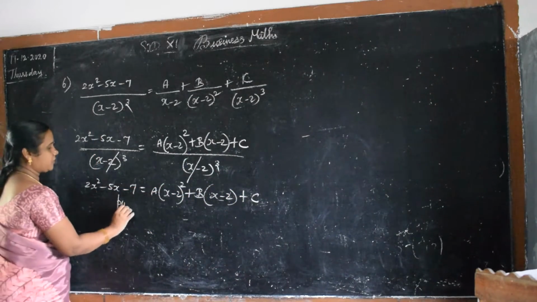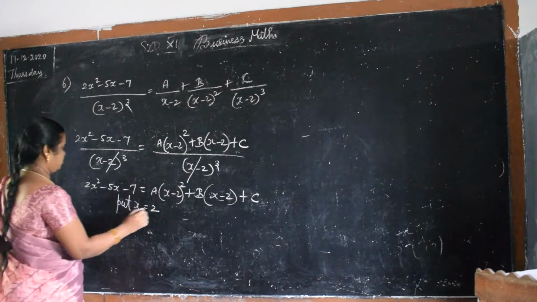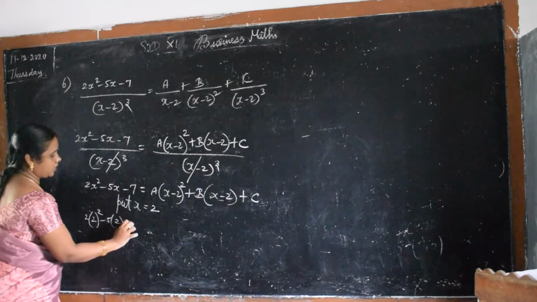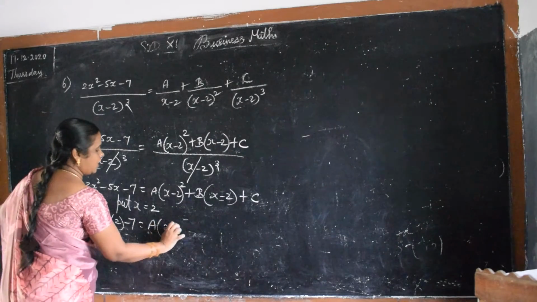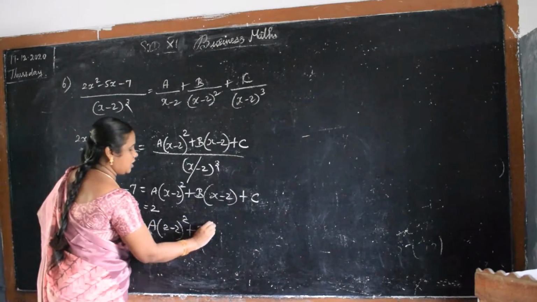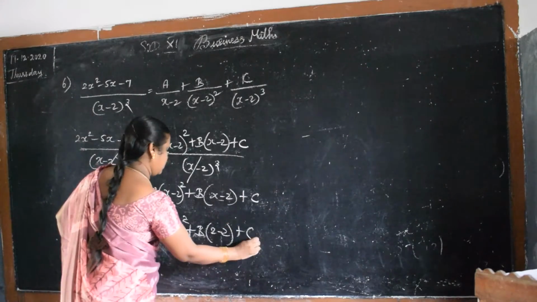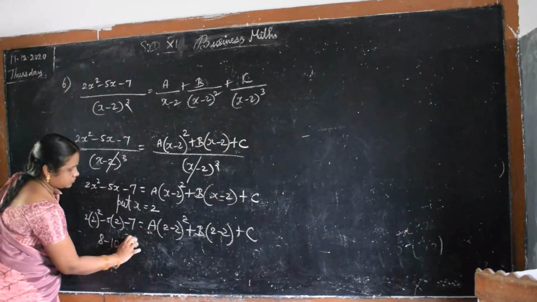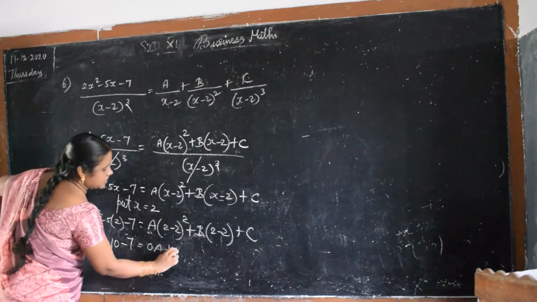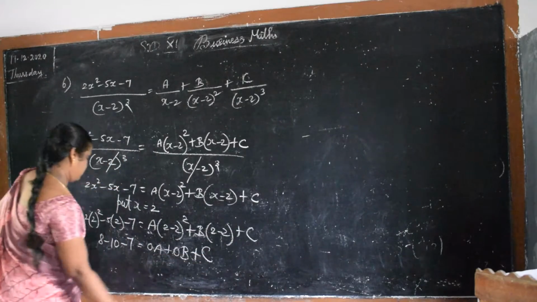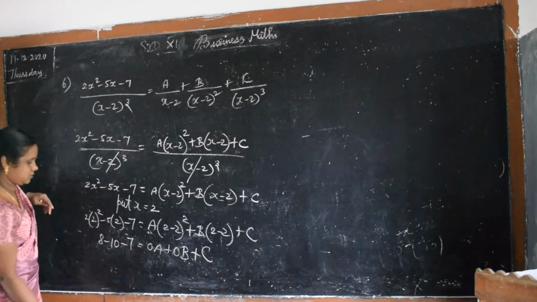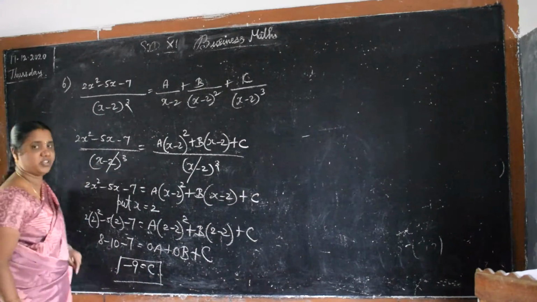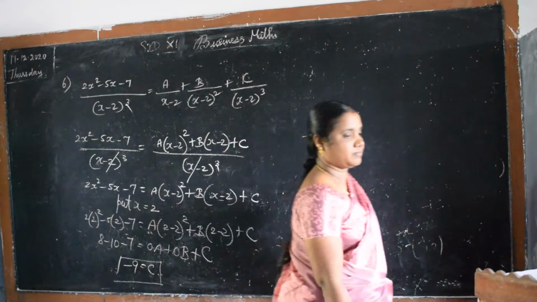So put x is equal to 2: 2 into 2 square minus 5 into 2 minus 7, and here 2 minus 2 whole square, also 2 minus 2, plus c. So 2 twos are 4, 4 twos are 8. 0a plus 0b plus c. What's the value for this? Minus 9. So c is equal to minus 9. Have you understood, children? I got the value of c.